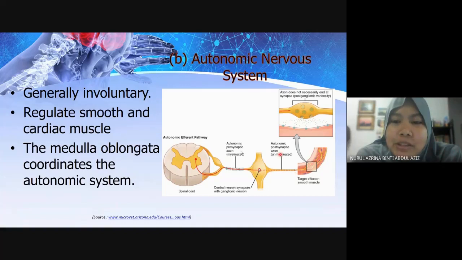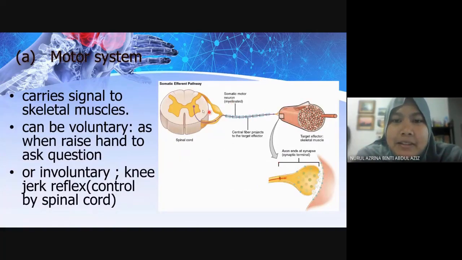Okay, so there are two. See this, it says presynaptic. And this one is the postsynaptic axon. So meaning there are two neurons. Presynaptic axon means there is a neuron here, and this one is the postsynaptic neuron. That is for autonomic. As for somatic just now, try looking at the somatic.